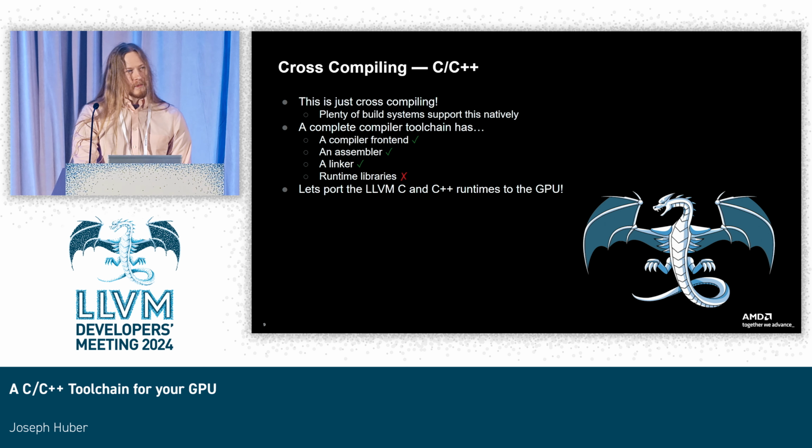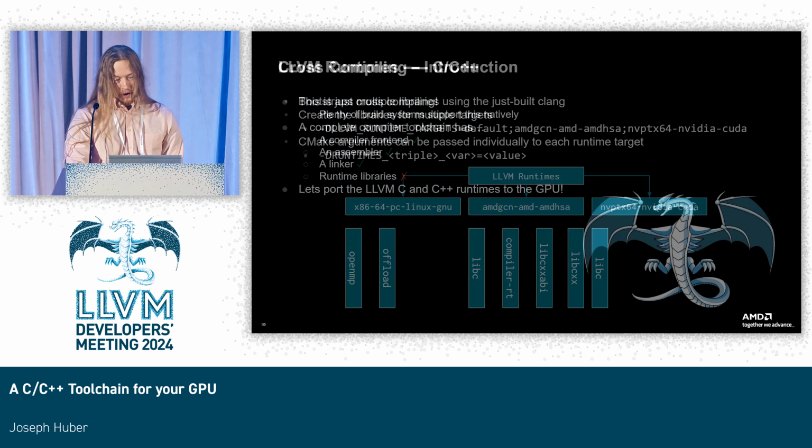We also have a linker, ld.lld basically. But we don't have any runtime libraries, really. Like, we do have some runtime libraries, but not really. So, with that in mind, let's just port the existing LLVM C and C++ runtimes to the GPU. And how do you want to do that?